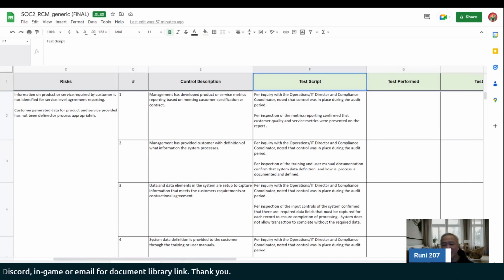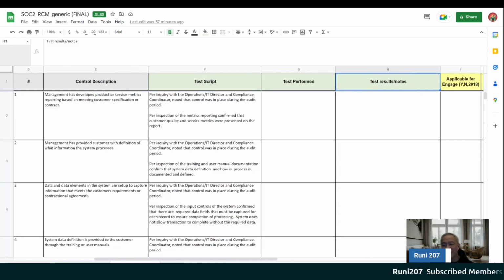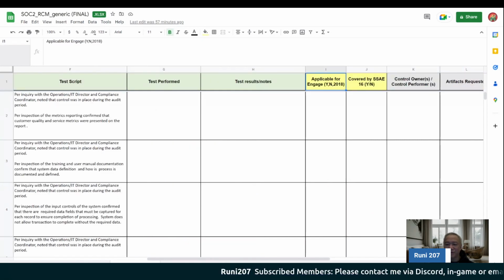And in terms of the areas that we look at from the report standpoint and the risk and control matrix, we look at the control description, the test script, test performed, test results, and if it's applicable to previous SOC 2, the control owners.